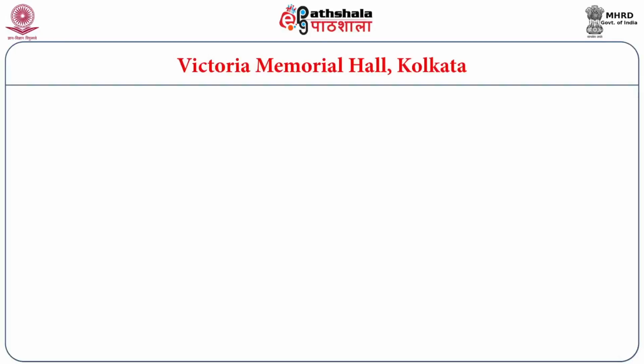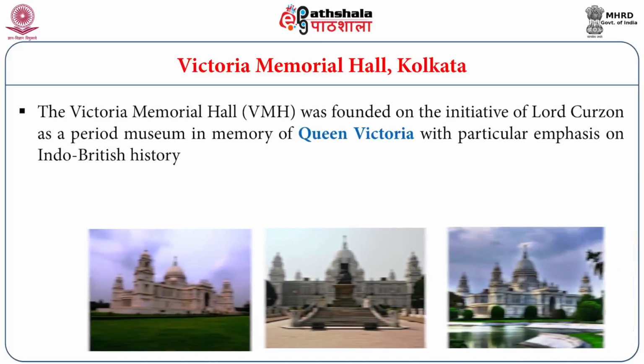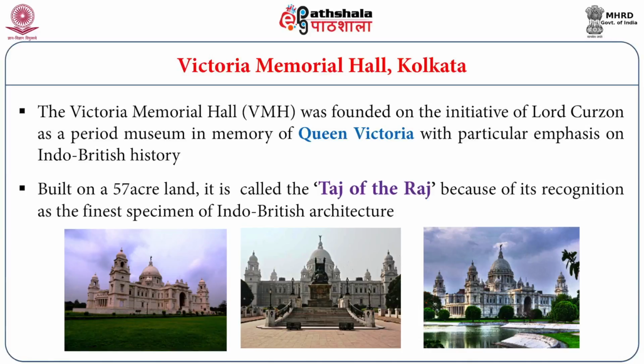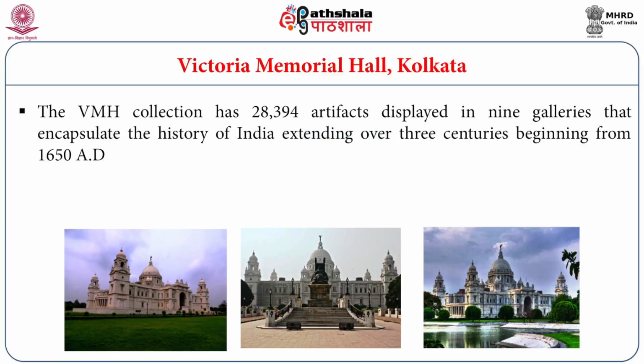There is another museum in Kolkata called the Victoria Memorial Hall, which was founded on the initiative of Lord Curzon as a period museum in memory of Queen Victoria with particular emphasis on Indo-British history. Built on 57 acres of land, it is called the Taj of the Raj because of its recognition as the finest specimen of Indo-British architecture. The Victoria Memorial Hall collection has 28,394 artifacts displayed in 9 galleries that encapsulate the history of India extending over 3 centuries, beginning from 1650 AD.